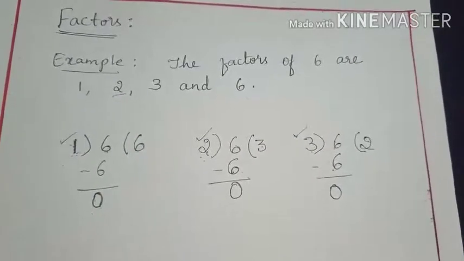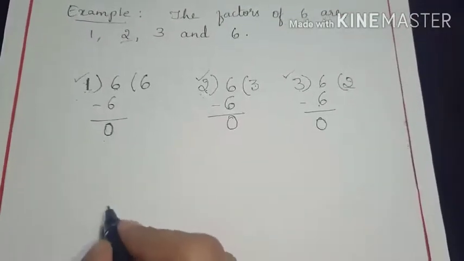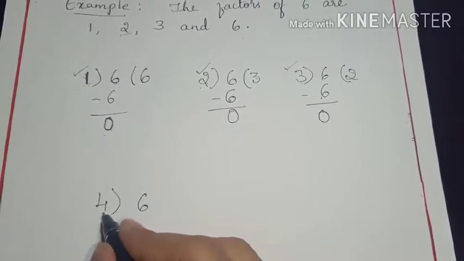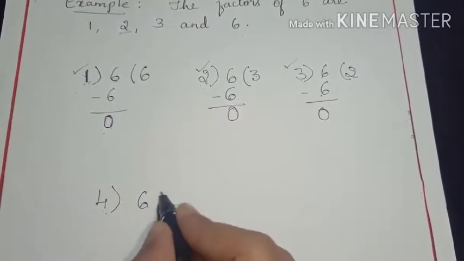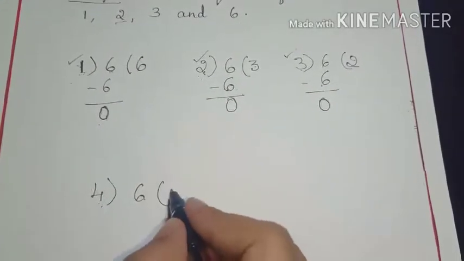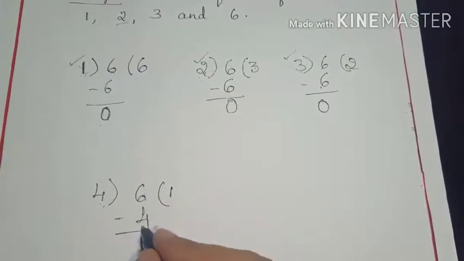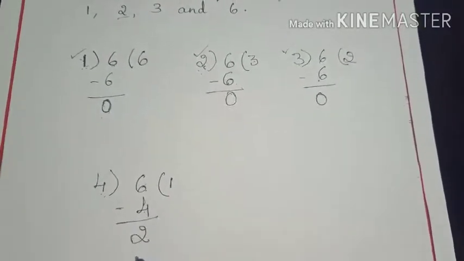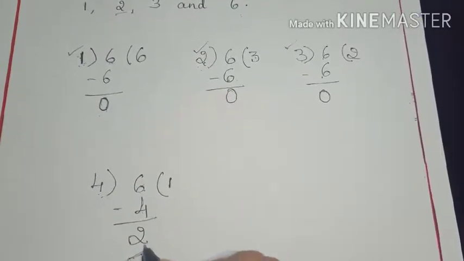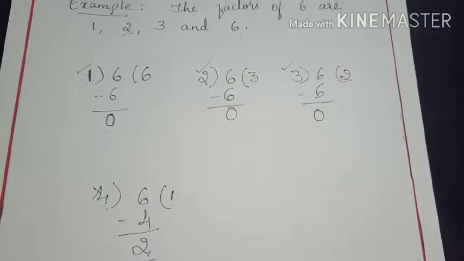Let me show you by considering the divisor 4. If I consider 4 as the divisor, can we divide 6 with 4? 4 1s are 4, 4 2s are 8. 8 is greater. So 4 1s are 4. If we take 6 minus 4 it is 2. See here, 4 does not divide 6 exactly. The remainder is not 0. So 4 is not the factor of 6.